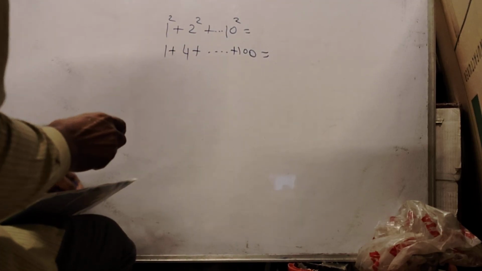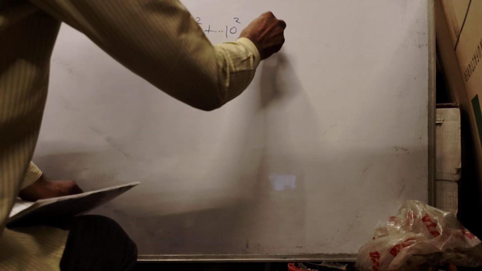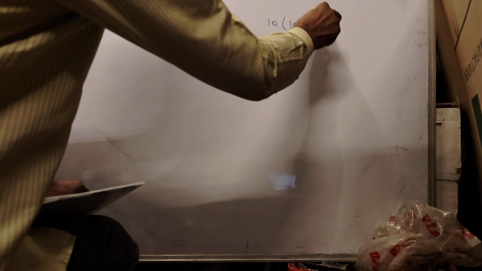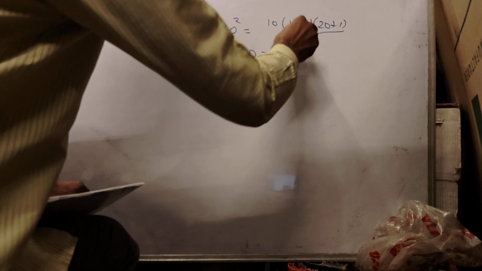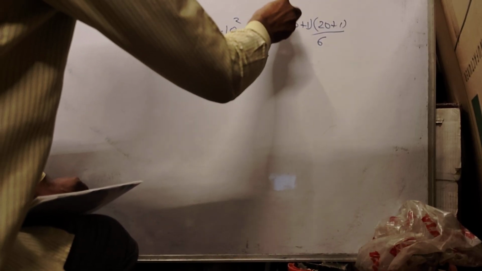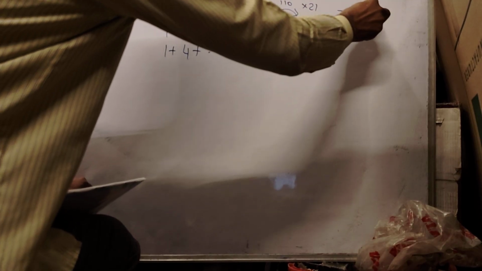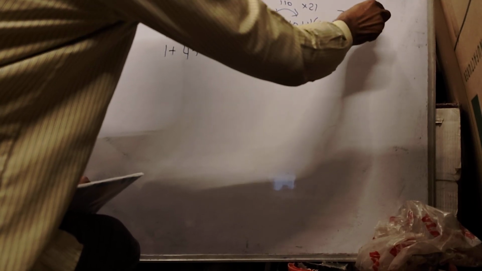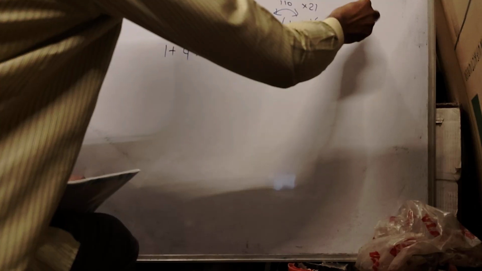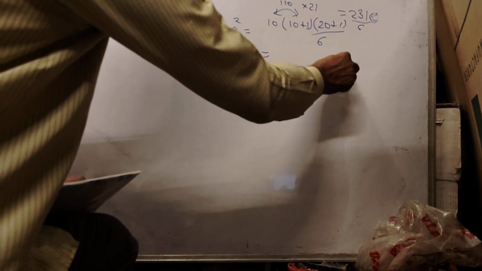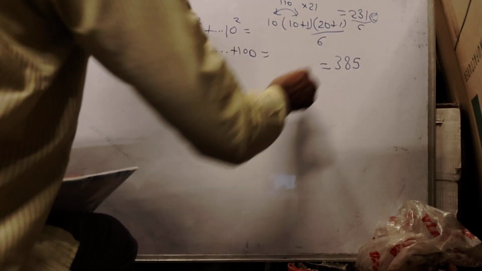But when you add, it will take time. But you can use the formula n into n plus 1 into 2n plus 1 over 6. So it gives us just 11 times 10, 110, times 21. So it gives us 2310, 2310 over 6. It will be divisible by 6. So 6 3 is 18, 5 is 5, 1, 6 8 is 48, 30. So 385 is the answer.